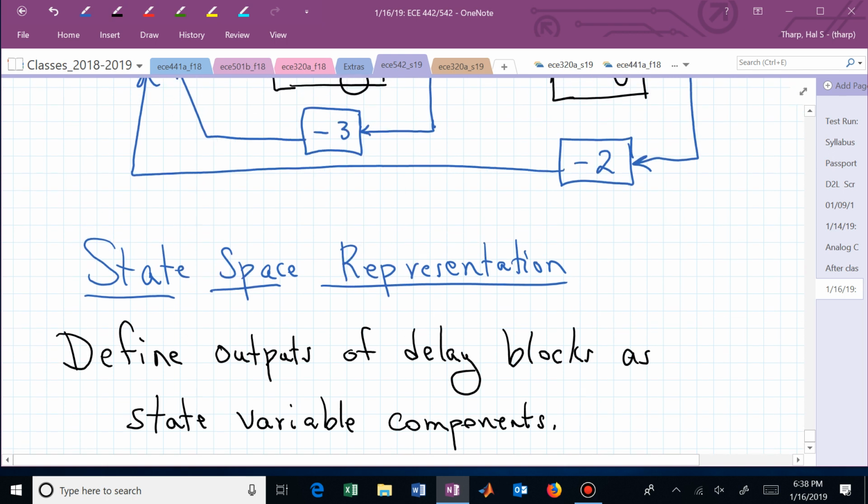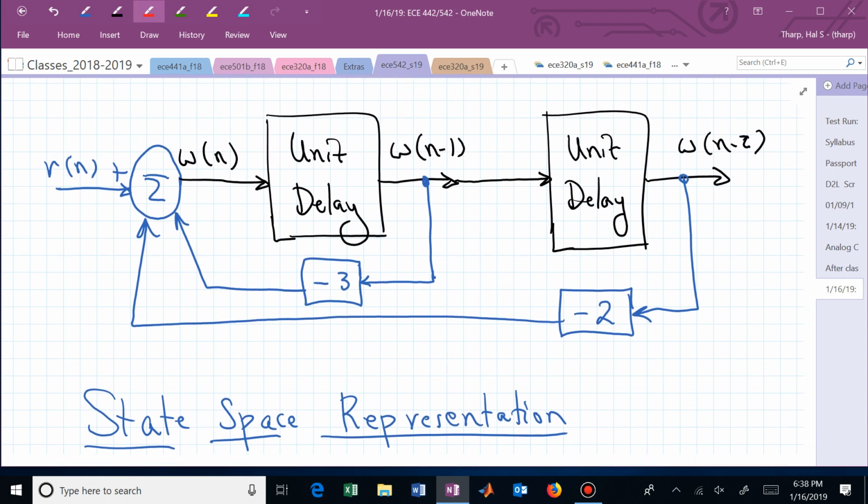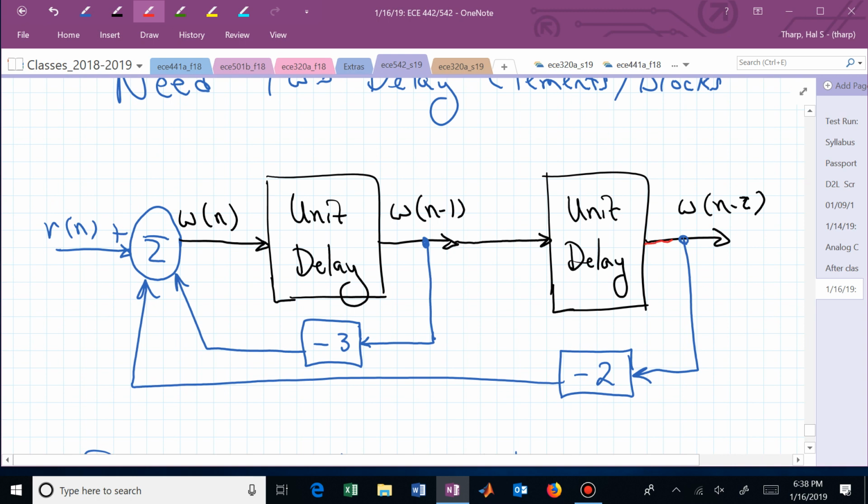I don't follow? Well, let's follow what I'm trying to say. Here's the output of a delay block right there. Let me call that one of my state variables, and I'll just call that x sub 1 of n. That's one of my state variable components. I have another delay block that has an output. Let me call that x sub 2 of n. And now I just need to find equations for x sub 1 at time n plus 1 in terms of my state variables and the input, and x sub 2 at time n plus 1 in terms of my state variables and R of n.